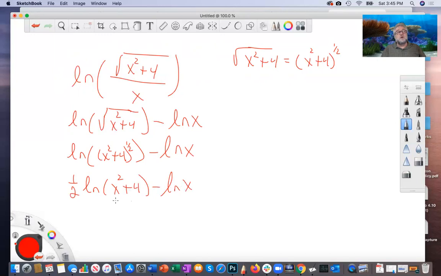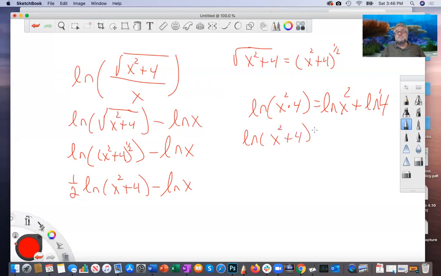Now, is there a rule for when you're adding inside a log function? This is a spot where people get confused. Don't get confused. There's a rule if we had ln of x squared times 4, we could break that up into ln of x squared plus ln of 4, right? We could do that. But ln of x squared plus 4, you know what that's equal to? That's equal to ln of x squared plus 4. We can't really change that. That can't be simplified. So here's our most simple thing.